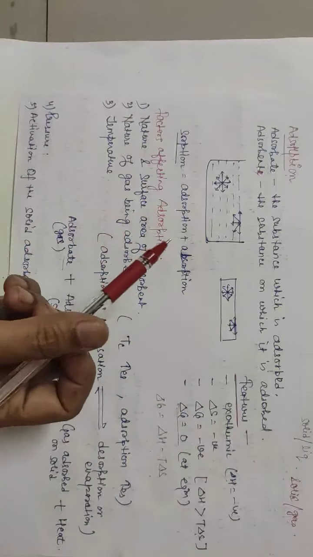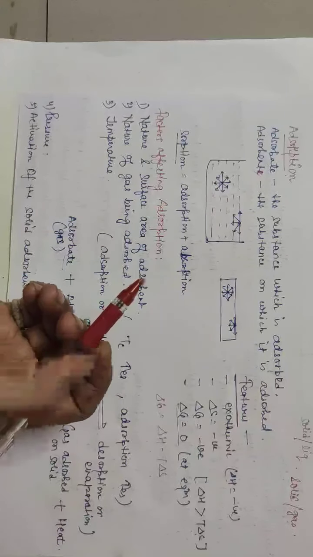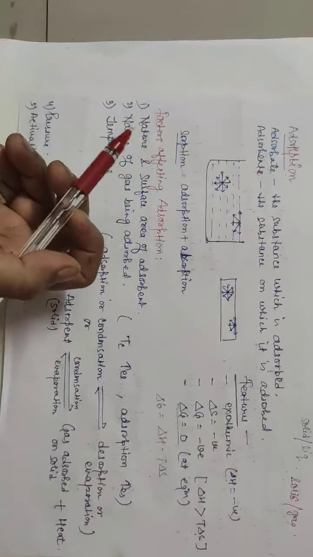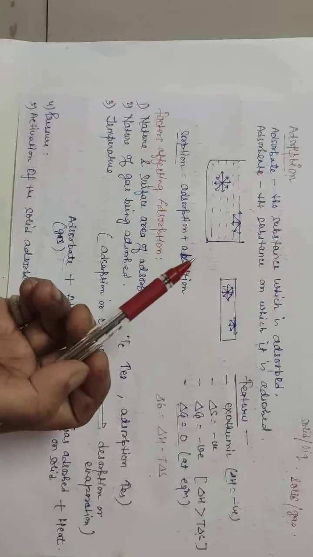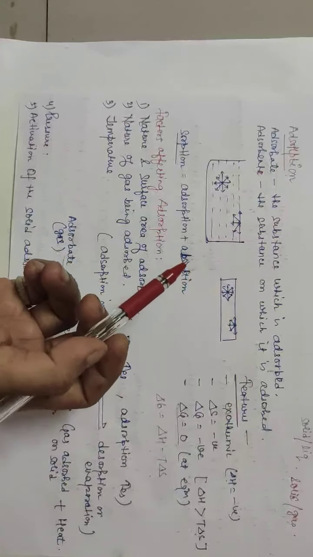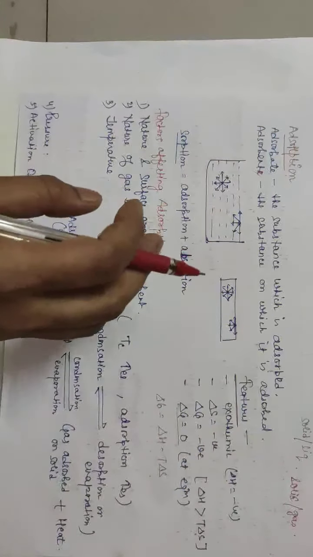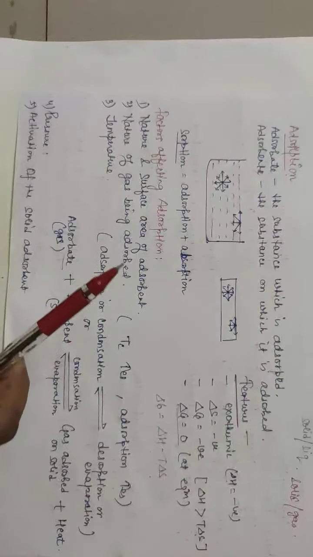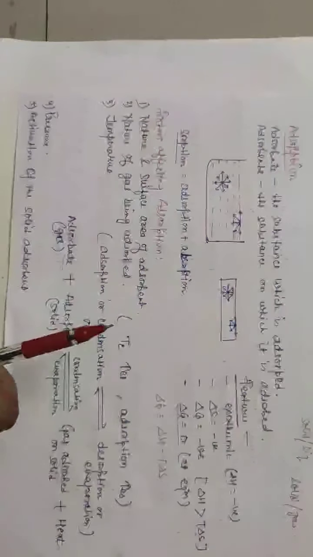It is observed that the gas having low critical temperature is adsorbed less. The gas having higher critical temperature is adsorbed more. That means if critical temperature increases, adsorption also increases. Now, what is critical temperature? It is the temperature above which a gas can be liquefied with the application of pressure alone. So, when the critical temperature increases, ease of liquefaction increases.